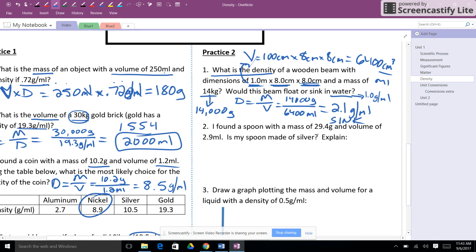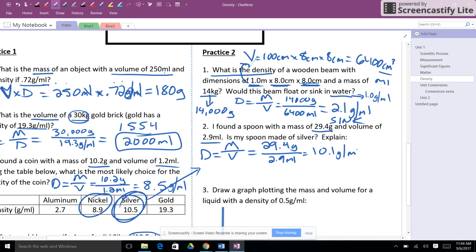Question 2. I found a spoon with a mass of 29.4 grams and a volume of 2.9 milliliters. Is my spoon made of silver? Again, to think about the identity of this object, we could consider the density, and the density of silver is about 10.5. We saw that in this table over here. So let's go ahead and calculate the density. So the density will be the mass divided by the volume, or the mass of the spoon, 29.4 grams divided by 2.9 milliliters, and we get 10.1 grams per milliliter.